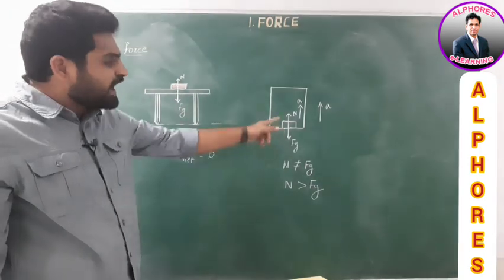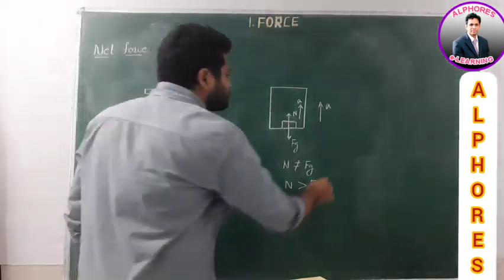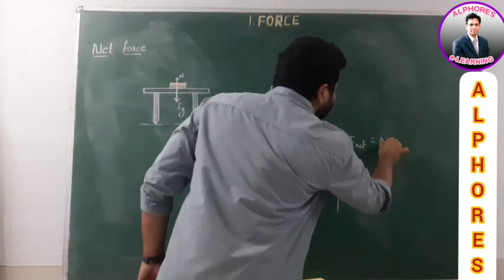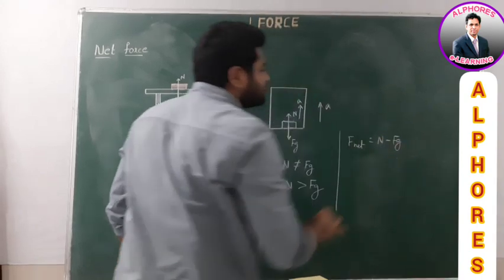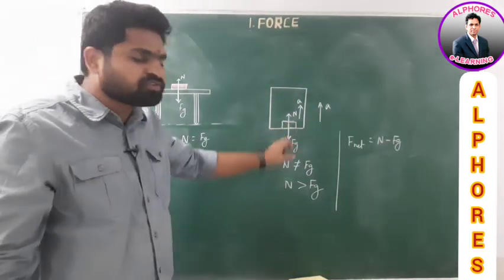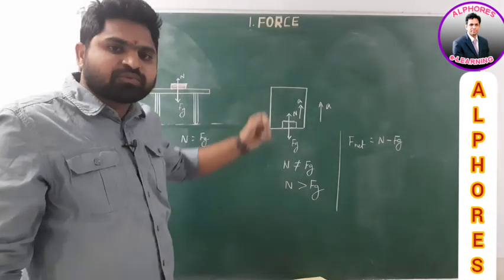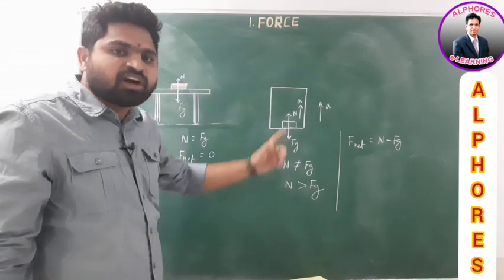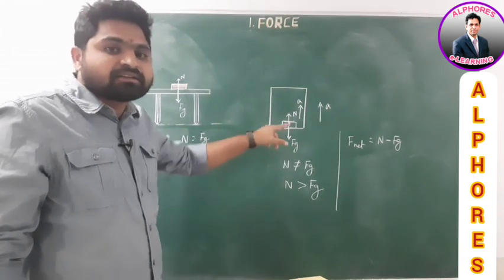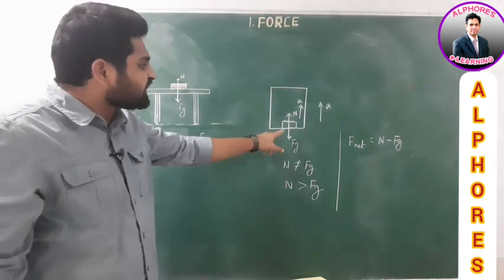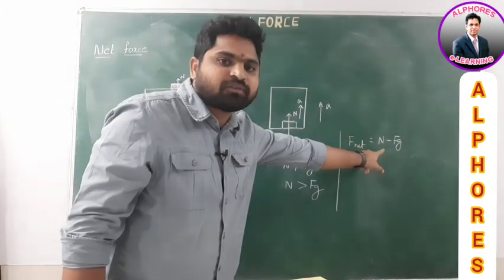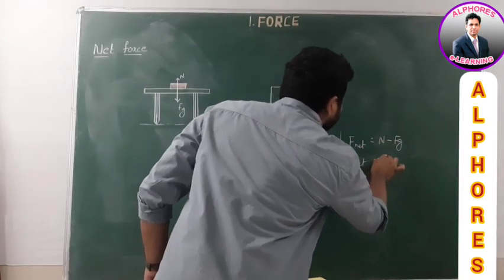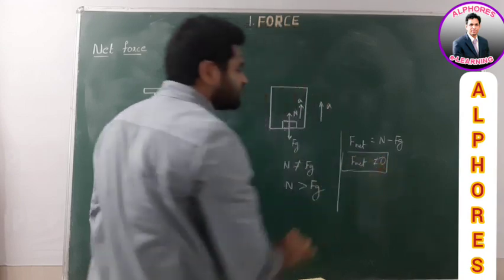So the net force acting on this object is nothing but the greater force minus the smaller force. As I said, two forces are acting here and the lift is moving upwards. Lift is moving upwards means it is moving in the direction of the normal force. So normal force is greater than the force of gravity. So the net force acting on this object is normal force minus the force of gravity, which is not equal to 0. Net force is not equal to 0 in this case.